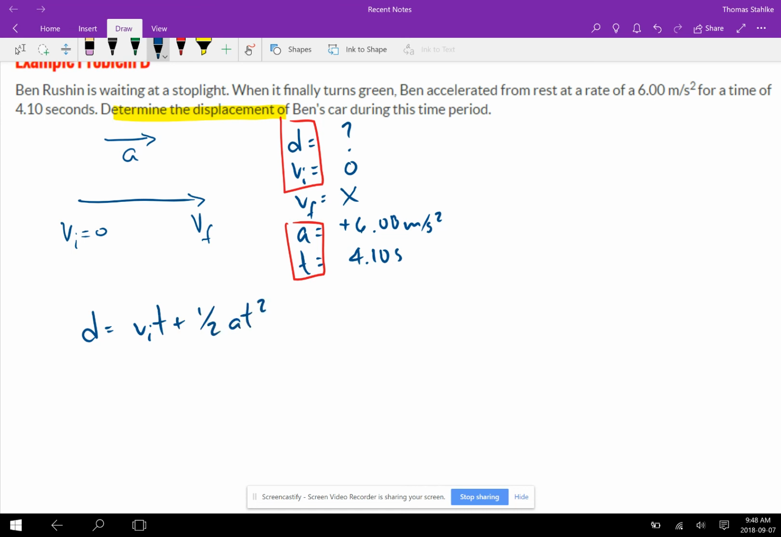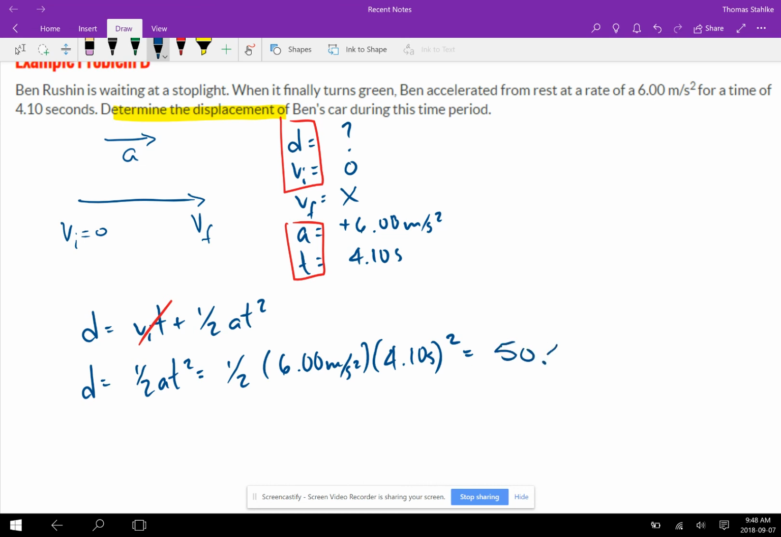So let's go ahead and eliminate this term because we don't have an initial velocity. So we just have 1/2 a t squared. Let's go 1/2 times the rate of acceleration times the time squared. Now let's get our calculators and we'll multiply that all the way through, and we'll see 50.43. So I'll put 50.4 meters with a positive sign showing the positive direction.